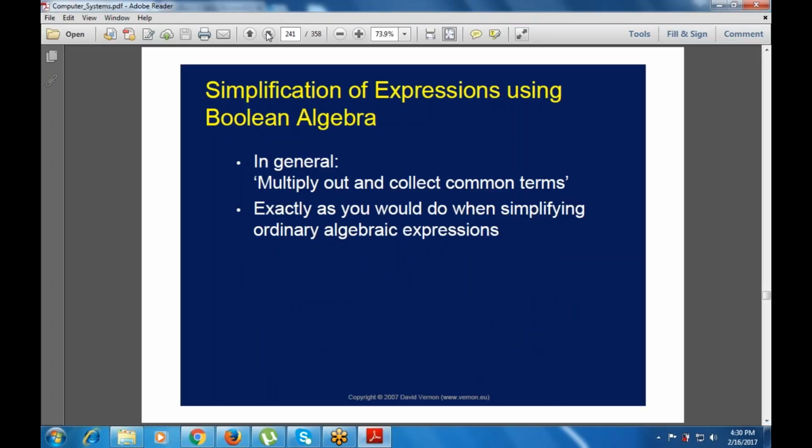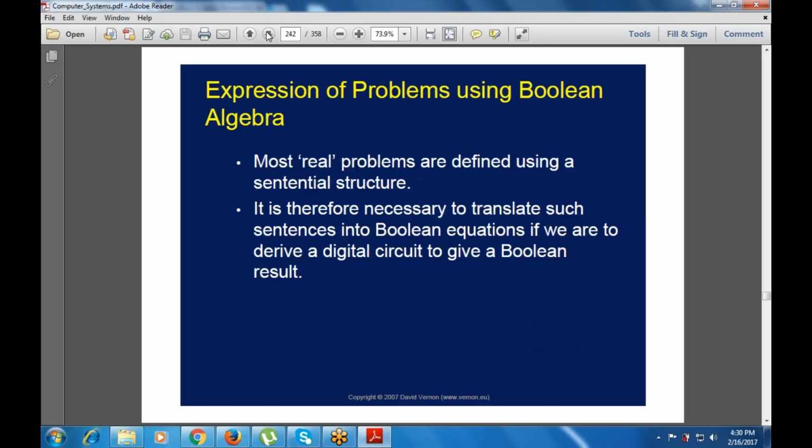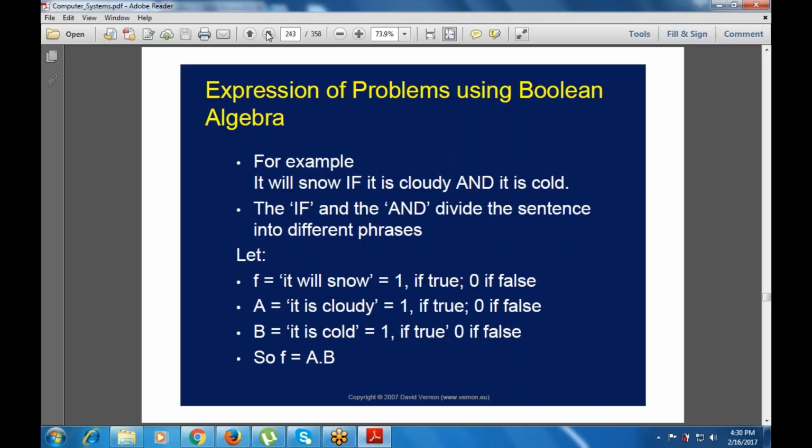In general, multiply out and collect the common terms exactly as you would do when simplifying ordinary algebraic expressions. This is the expression of problems using Boolean algebra, and most real problems are defined using a sentence structure, and it is therefore necessary to translate such sentences into Boolean equations if we are to derive a digital circuit to give a Boolean result. For example, it will snow if it is cloudy and it is cold. The 'if' and the 'and' divide the sentence into different phrases.